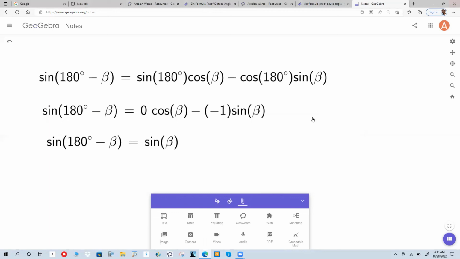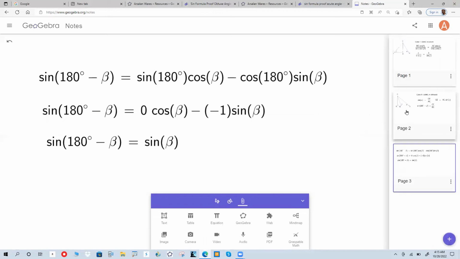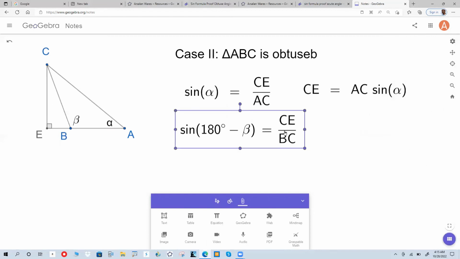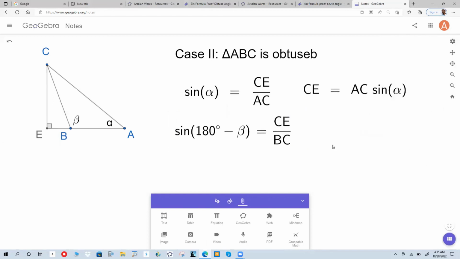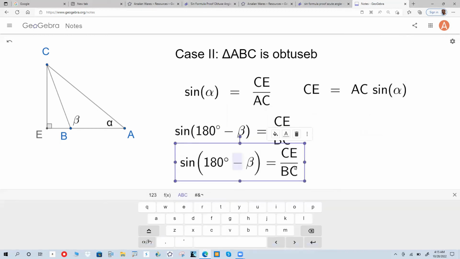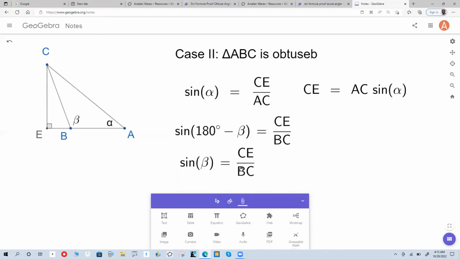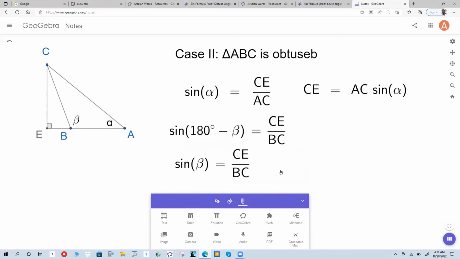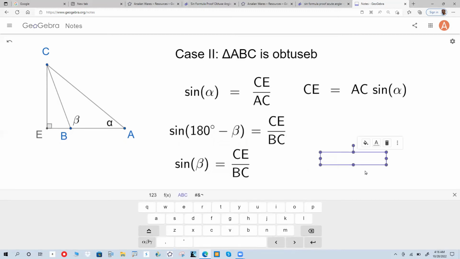So that was a little bit of a detour. Let's get back to our main problem right here. Now, I'm going to take this and I'm going to replace this with beta. Now I'm in good shape. I'm going to multiply both sides by BC and I'll see what I can get. Multiplying both sides by BC allows me to write this.